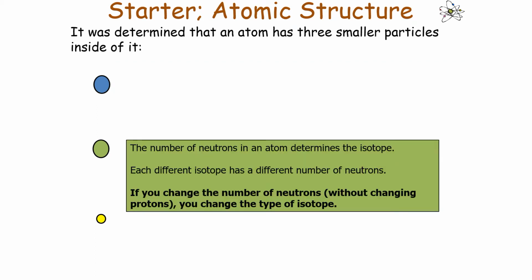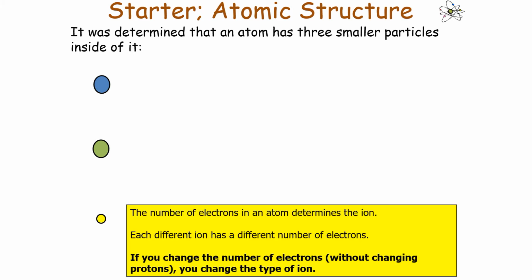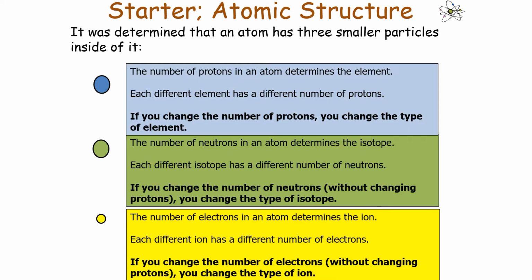The number of neutrons in an atom determines the isotope. Each different isotope has a different number of neutrons. So if you change the number of neutrons without changing the number of protons, you change the type of isotope. Whilst the number of electrons in an atom determines the ion. Each different ion has a different number of electrons. So if you change the number of electrons without changing protons, you change the type of ion.